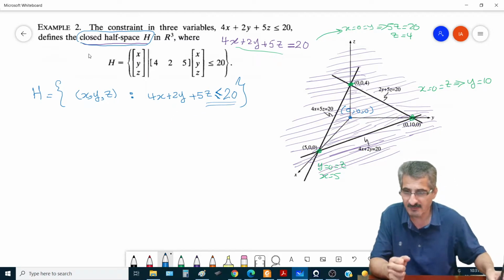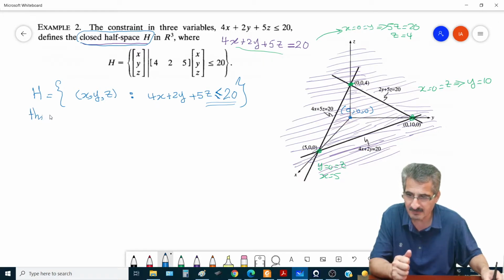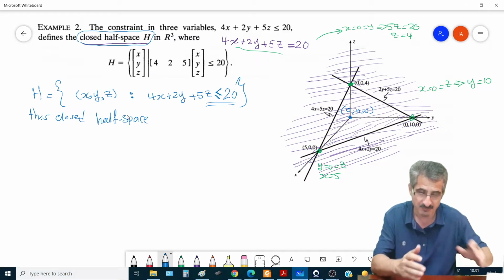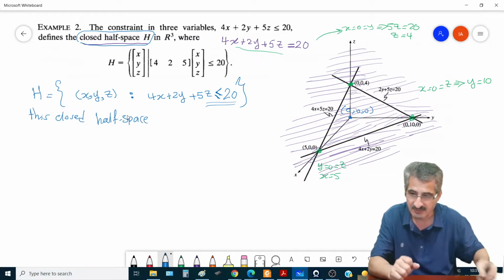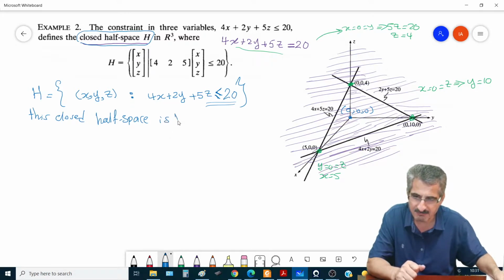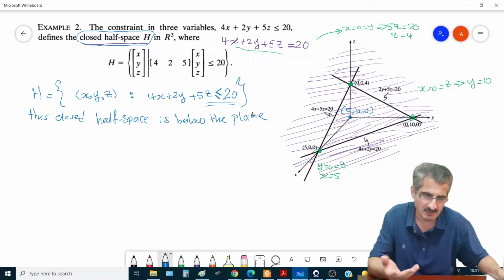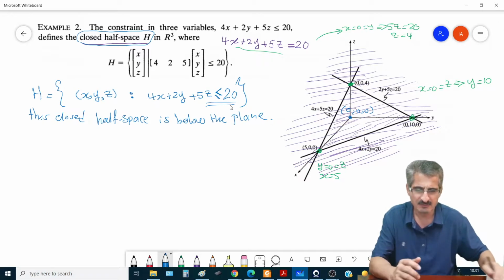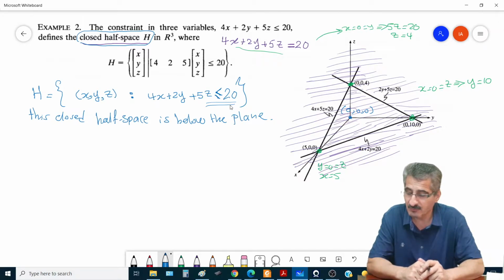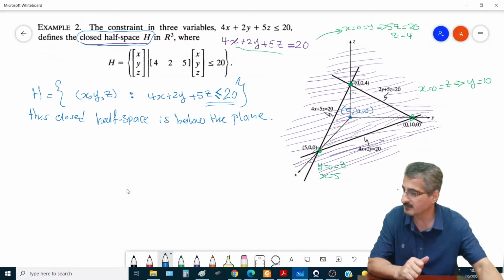So this closed half space, again we are calling it half space because it splits the three-dimensional space into two halves. So this closed half space is below the plane. We can say it this way, below the plane. So we will give it a notation. What notation will we give it? It is called H.